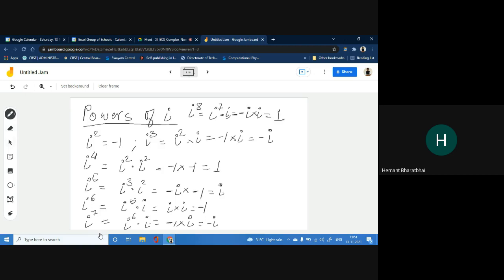So now if you try to understand the pattern, you will realize that these values only get repeated: 1, minus 1, minus i, and i. For any power, the same values are going to get repeated. Okay, i, then minus 1, minus i, plus 1, this cycle is only going to get repeated.